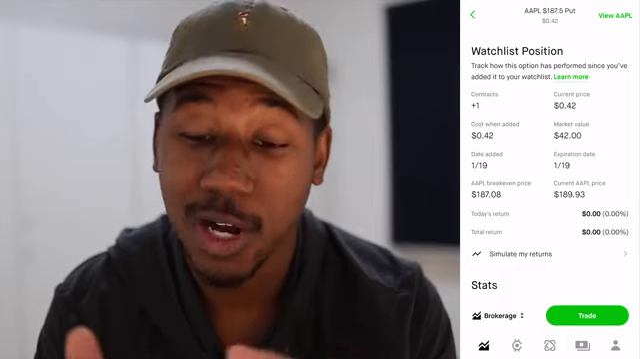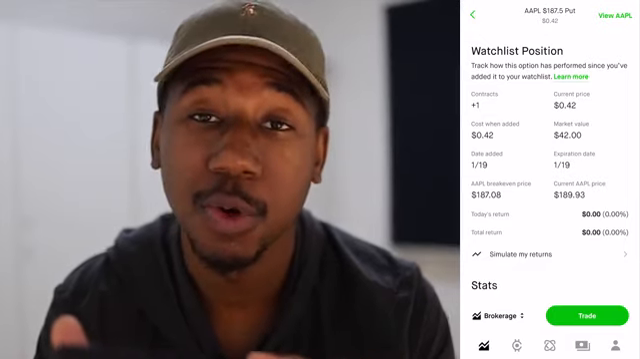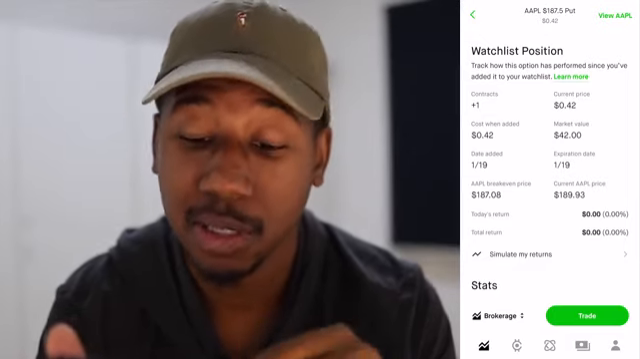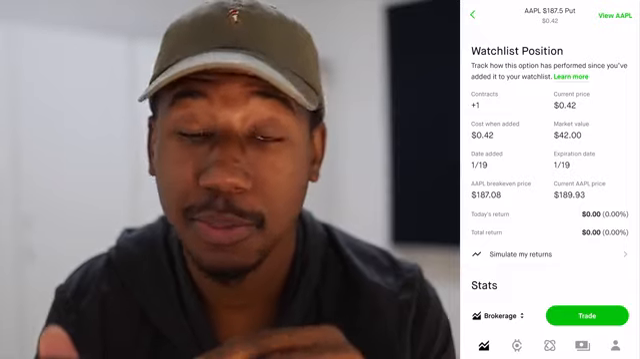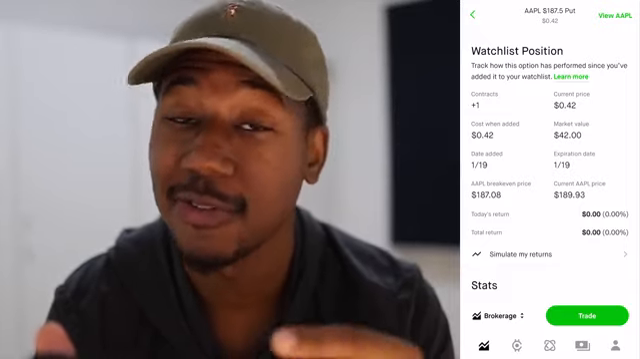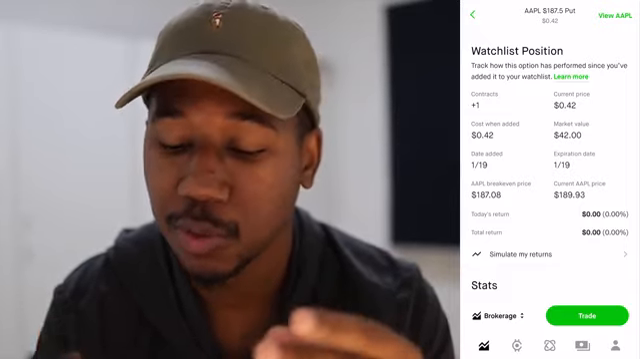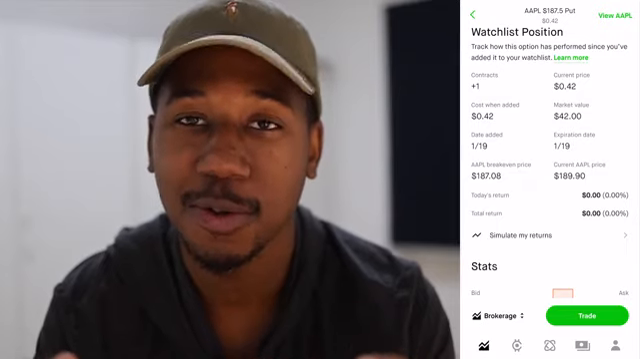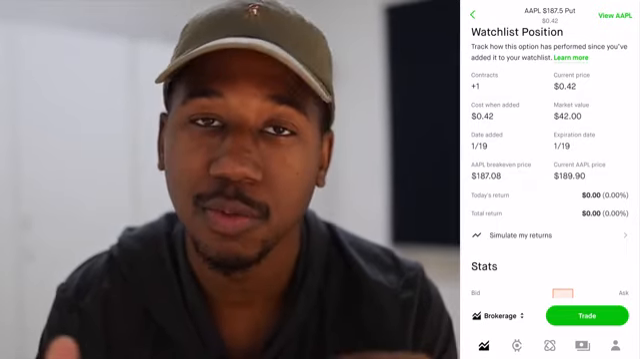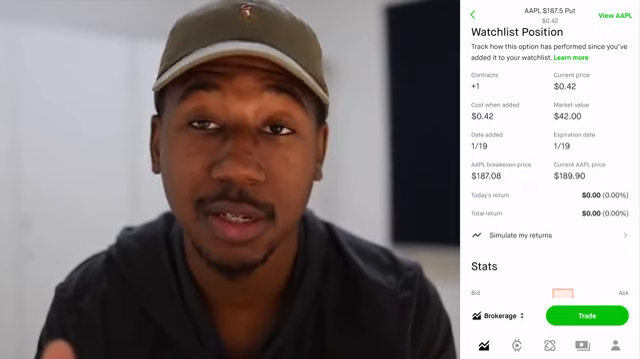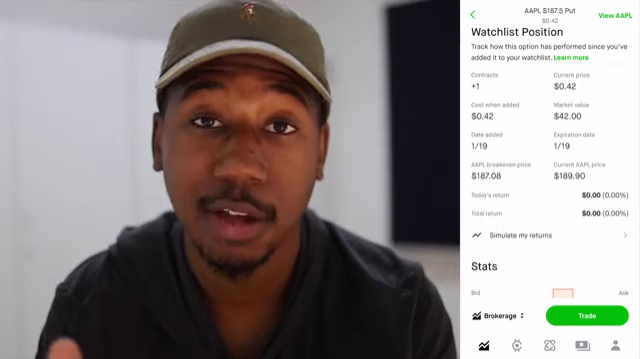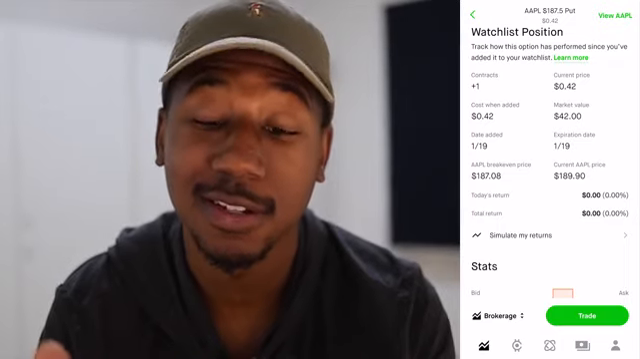Right now it says watch list position, but if the market were open and this were moving, if I were down on it, today's return would be down, the total return would be down. If I were up on it, you would see how much you were up. This is how it actually looks when you own the contract. So before you ever really trade any money, you can play around with this and see how you would do. So be sure to take advantage of that.